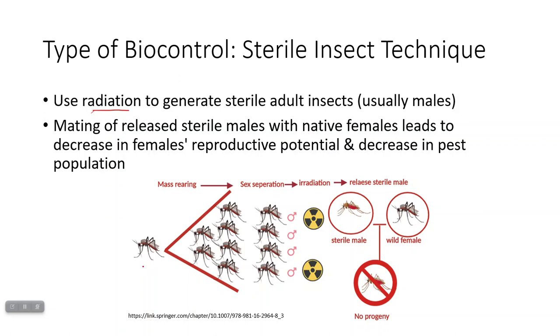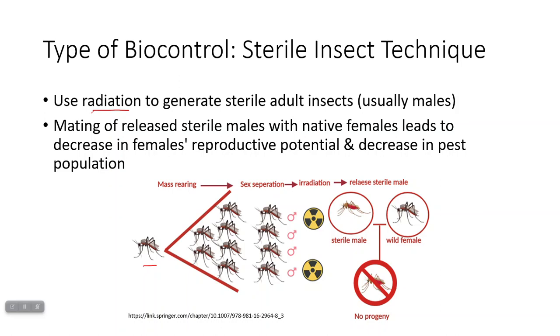Like, for example, here we see a mosquito. You have a bunch of mosquitoes. You take the males, you irradiate them. They are now sterile and incapable of producing children, but they'll still mate with the females. So the females, whenever they release their pheromones, like, hey, I'm ready to mate, and start attracting the males, the males will come in and mate with them, but they will not produce any offspring. And so that can cause a decrease in the pest population. Obviously, there are potential consequences from this.